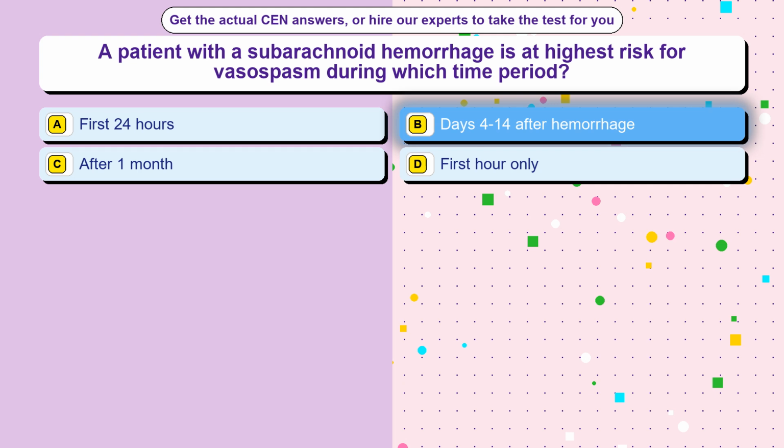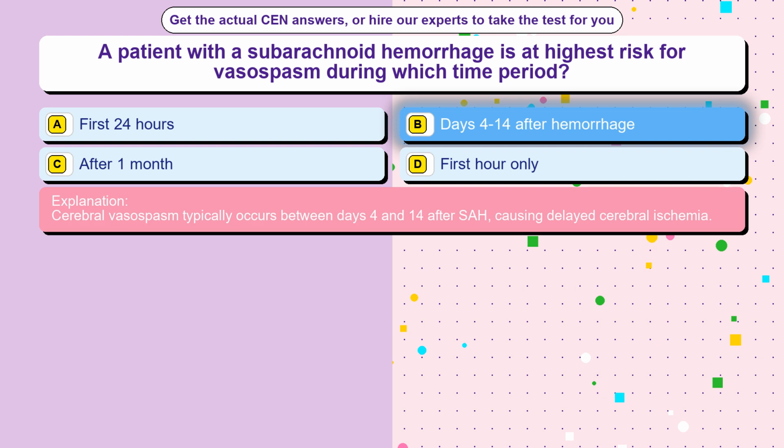The correct answer is option B, days 4 to 14 after hemorrhage. Cerebral vasospasm typically occurs between days 4 and 14 after SAH, causing delayed cerebral ischemia.